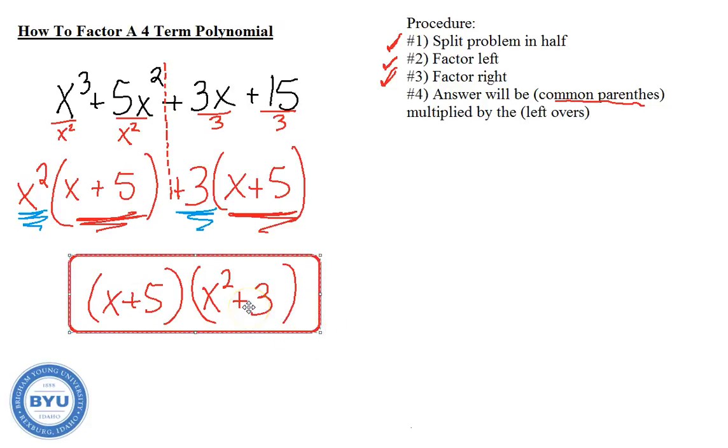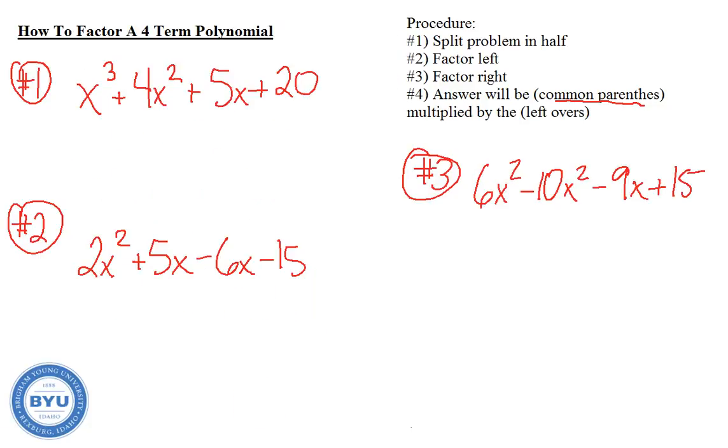That's how we factor a four-term polynomial. It's called factor by grouping. We split the problem in half, factor the left, factor the right, and then write our answer as the common parenthesis, and then the leftovers go in the other parenthesis. Let's have you try a few problems.